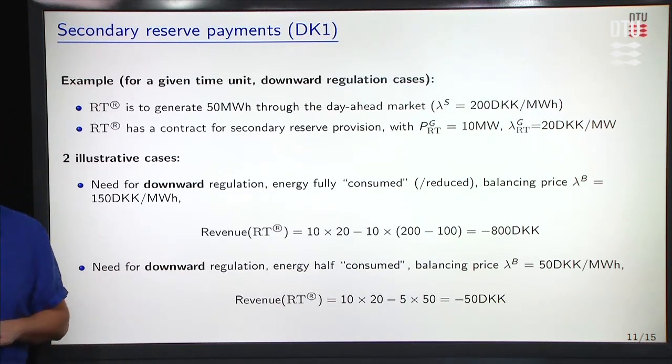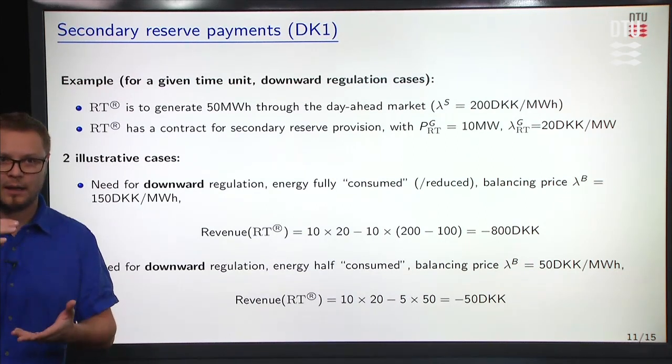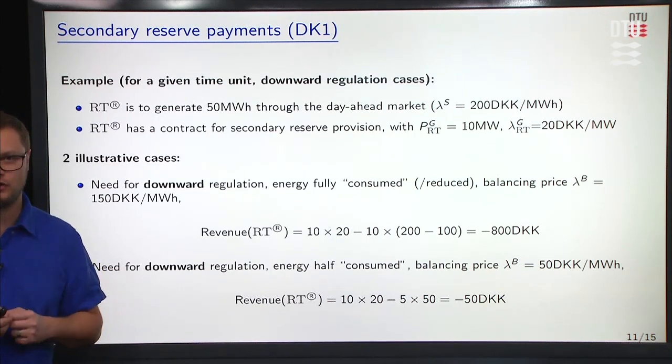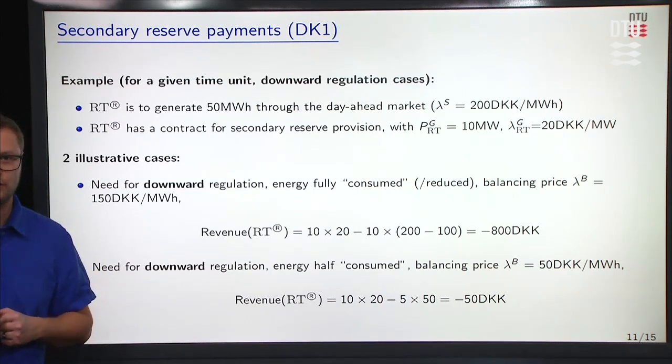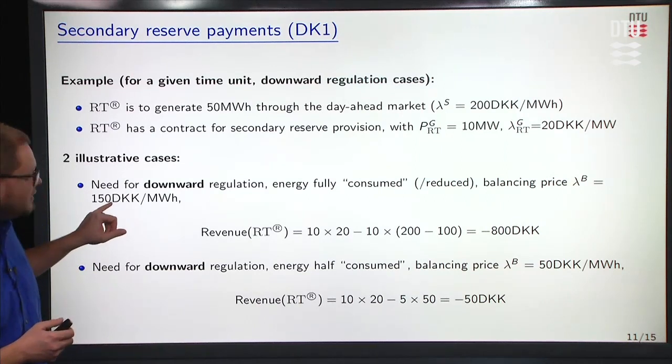There is the other case that is relevant for downward regulation. Same starting point with 50 megawatt hour scheduled through the day-ahead market at a price of 200 kroner. There is the same contract for secondary reserve provision with capacity payment of 20 kroner per megawatt and capacity committed of 10 megawatts. In the first illustrative case, need for downward regulation, the energy is fully consumed, so the whole capacity is used to consume energy through the provision of secondary reserve, and the balancing price, lambda B, is 150 kroner per megawatt hour.